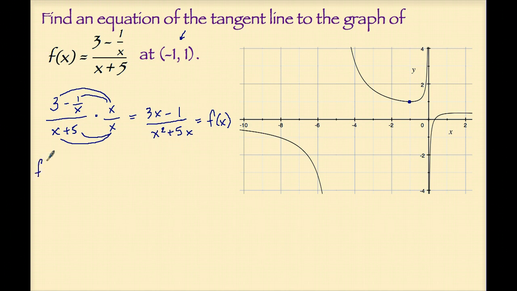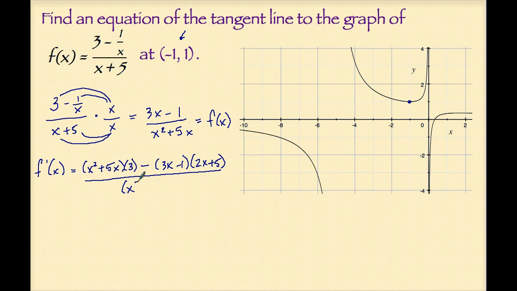So the derivative will be the bottom function, which is x squared plus 5x, times the derivative of the top function, which will be just 3, minus the top function, 3x minus 1, times the derivative of the bottom function, which is 2x plus 5. All of this will be over the denominator, x squared plus 5x, quantity squared.